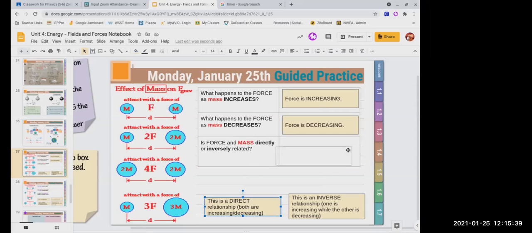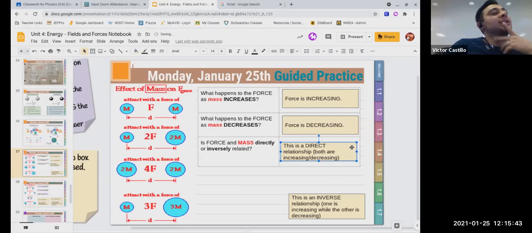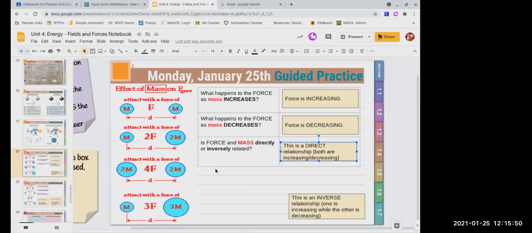Okay. Can you explain, please? How do you know it's a direct relation? How did you get that? I'm not really sure. I just put that because force is decreasing and mass decreases. I don't even know how I got it, but it makes sense in a way.